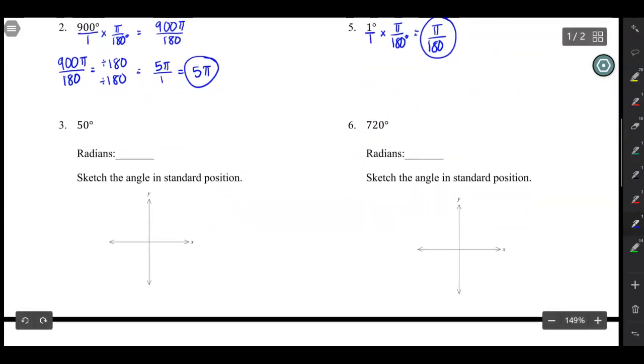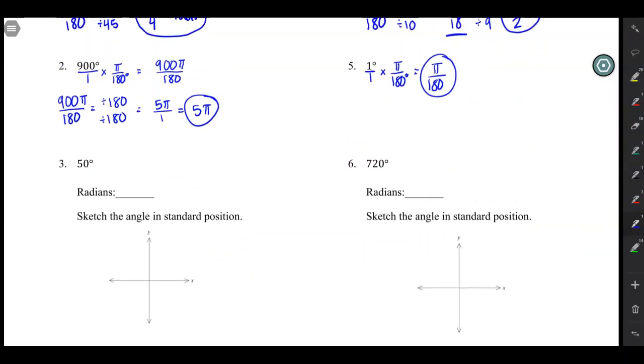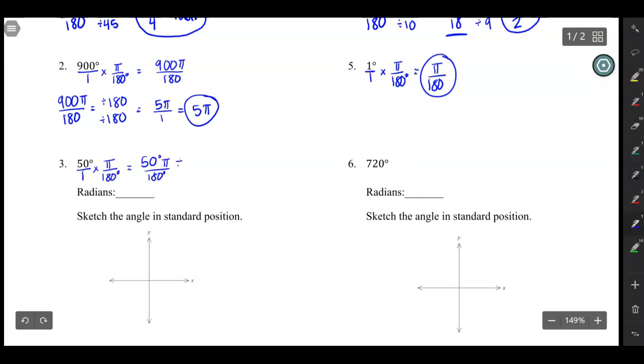Okay. So we're going to do the same thing in number 3 and number 6, but we're going to practice sketching our angle in standard position as well. So first, let's go ahead and convert this to radians. So I'm going to multiply by pi over 180 degrees. I'll get 50 degrees pi over 180 degrees. We'll divide the top and the bottom by 10 to get 5 pi over 18. Okay, so that's my radian measure. So I'll go ahead and write that right there, 5 pi over 18.